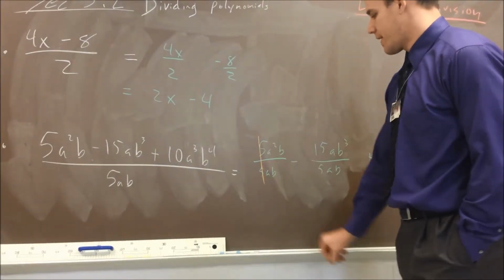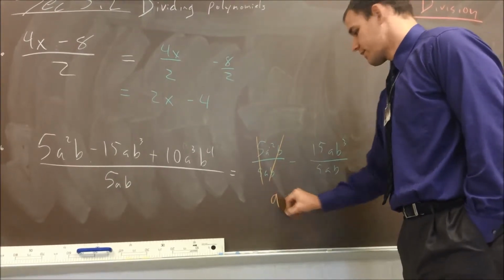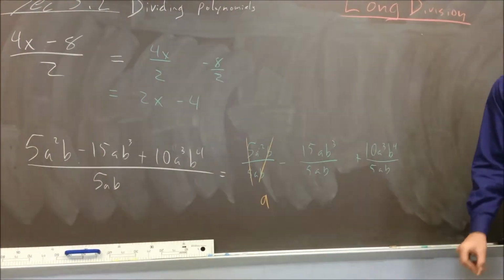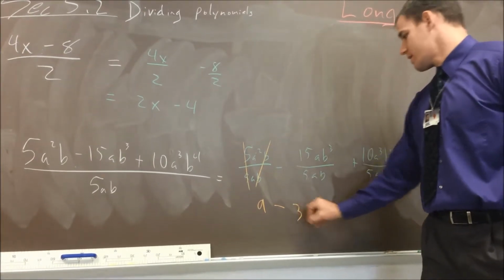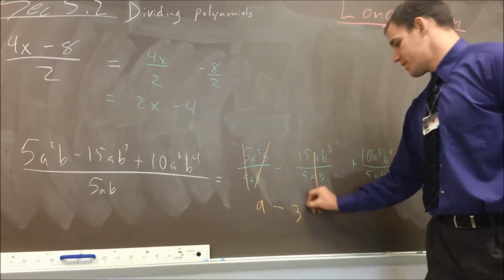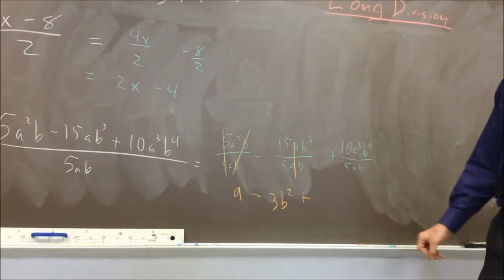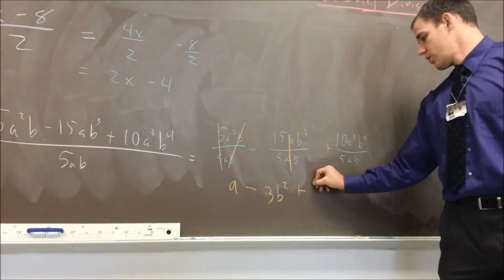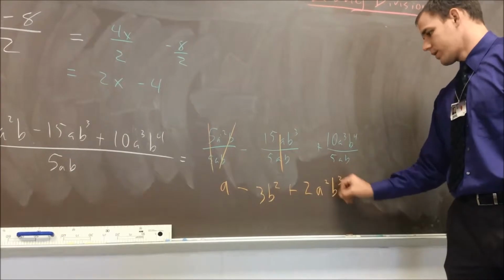5 divided by 5, that cancels. B divided by b, that cancels. A squared divided by a is just a. 15 divided by 5 is 3. The a's cancel. B cubed divided by b is just b squared. 10 divided by 5 is 2. A squared b to the 3rd.